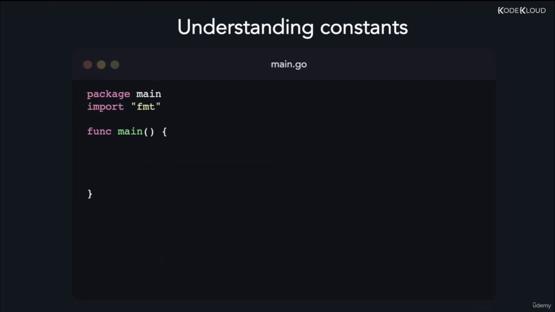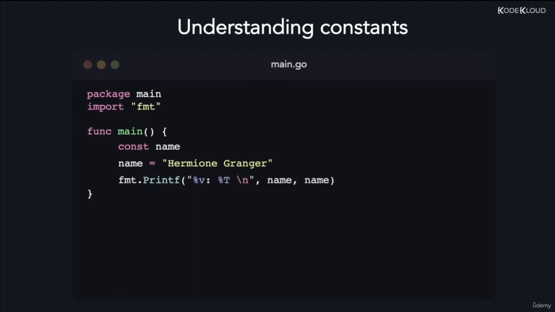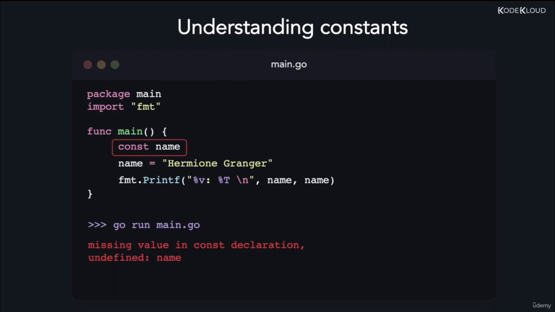Also, an important point to note here is that you cannot declare a constant without initializing it with a value and then try to assign it a value later on. So you can't do something like this. If you do this, we'll get an error, and the error is going to say missing value in constant declaration. So you have to declare and assign a constant at the same time.